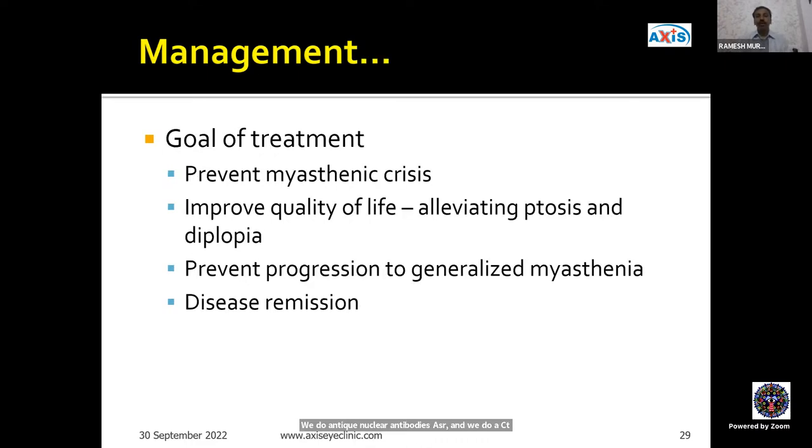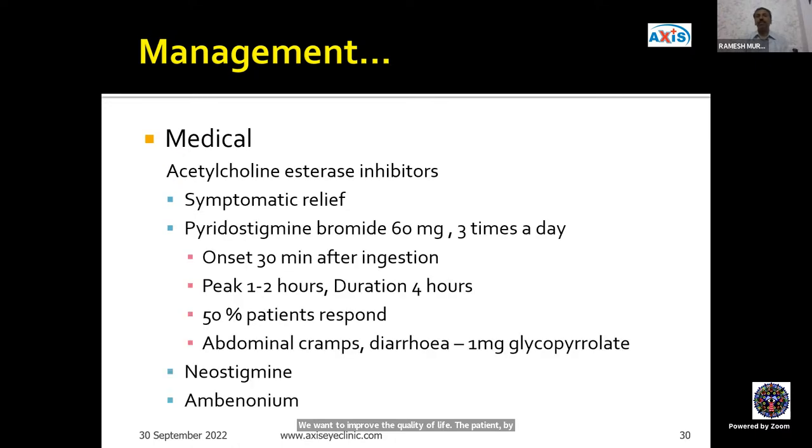What is the goal of treatment? The goal of treatment is to try to prevent progression to generalized myasthenia, to prevent myasthenic crisis. We want to improve the quality of life of the patient by getting rid of the ptosis and the diplopia. And we also want to have a disease remission. So the management could be both medical as well as surgical. Medical is the mainstay of treatment.